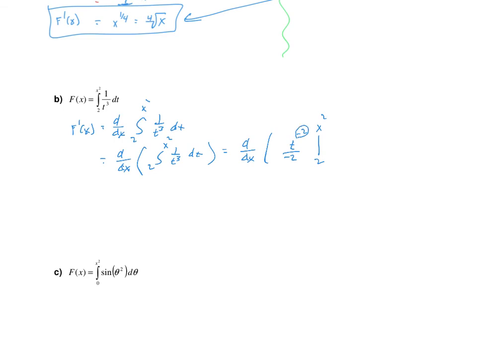Now I'll leave it there because we have to do the derivative anyway. It's going to be nice to have it there. So that means I've got x squared to the negative 2 divided by negative 2 minus the lower limit, which is 2 raised to the negative 2 divided by negative 2. So now I'm going to take the derivative of that.